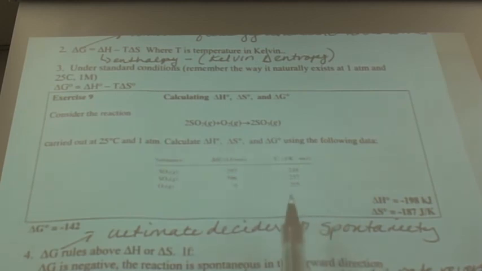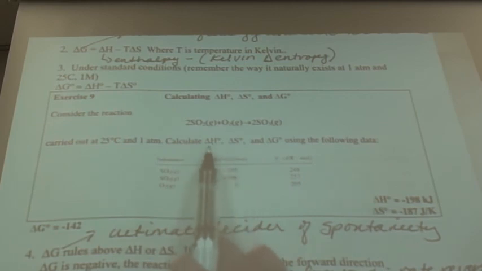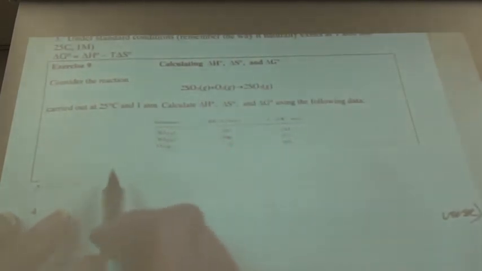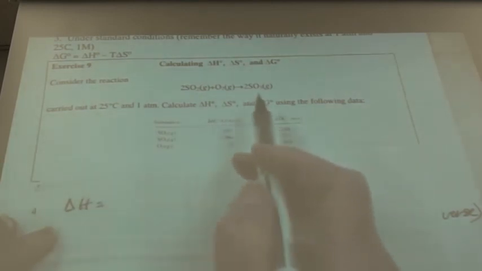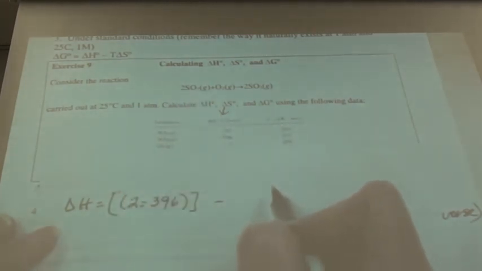Now, here is a problem that I think you might need to know. Calculate delta H, delta S, and delta G using the following data for this reaction. So let's do delta H first. Delta H of reaction would be the 2 SO3, here's our delta H, 2 SO3, minus the 2 SO2.